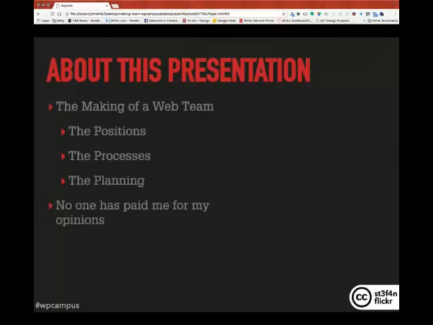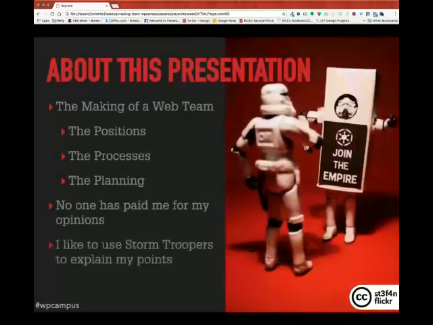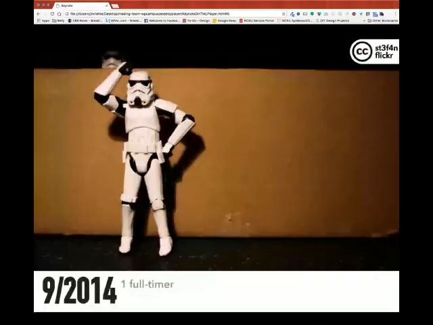Again, because I'm going to talk about tools, I want to be clear, I'm not endorsing anything specifically. You should use what works for you. And no one is paying us to say anything nice about any of these tools. I also really like to use stormtroopers to make my point, so you're going to see a lot of them. So I assume the Disney people are on board with that.